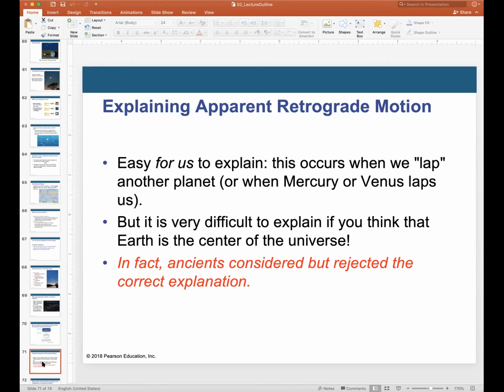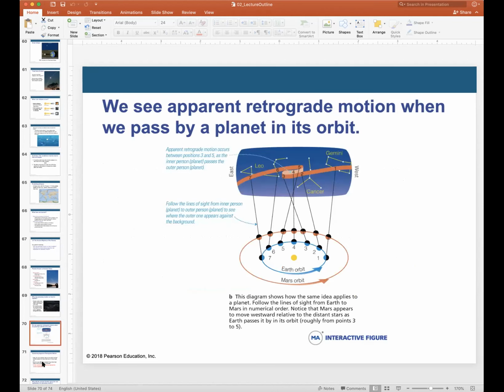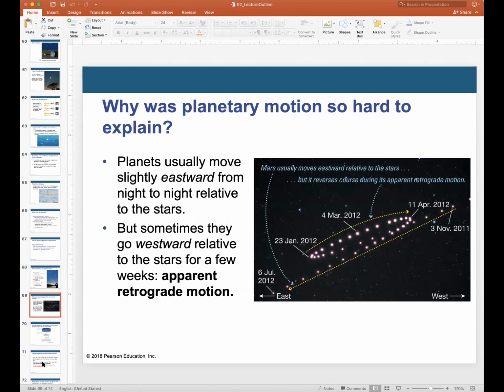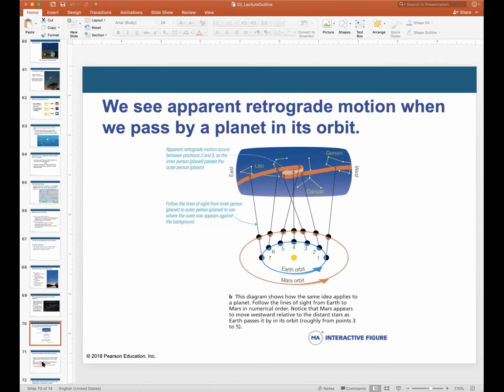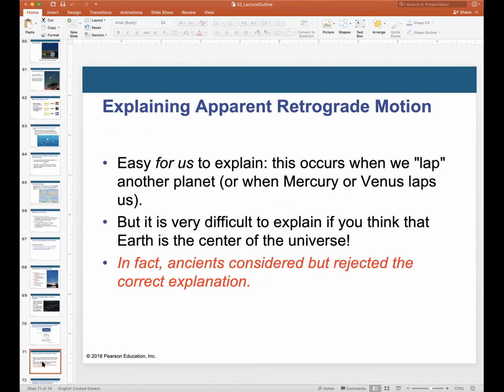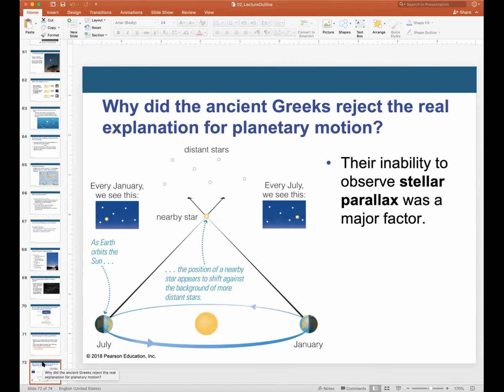People 500 years ago, people 1,000 years ago, didn't know that the sun is at the center of our solar system. They thought that Earth is at the center and everything is rotating around us. So it's very difficult to explain what is happening to the path of Mars, or the path of the planets, with the idea of the sun not being at the center and Earth being at the center of the universe. It's really difficult. Okay.